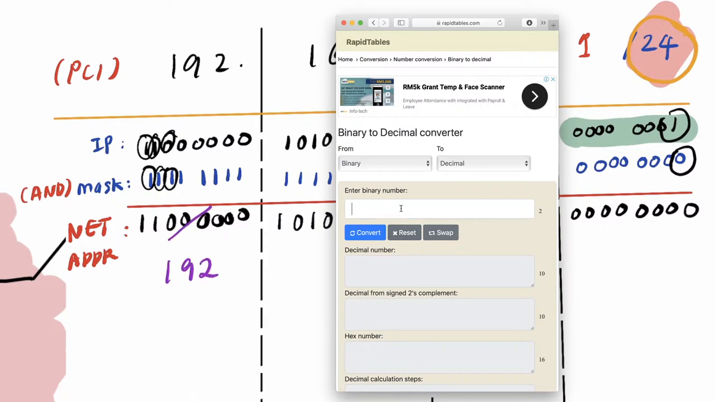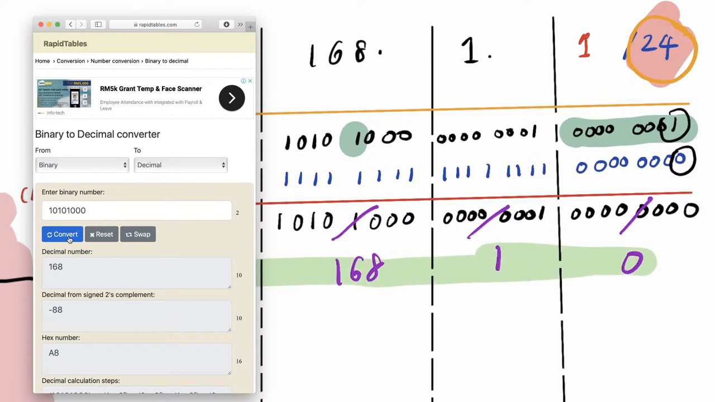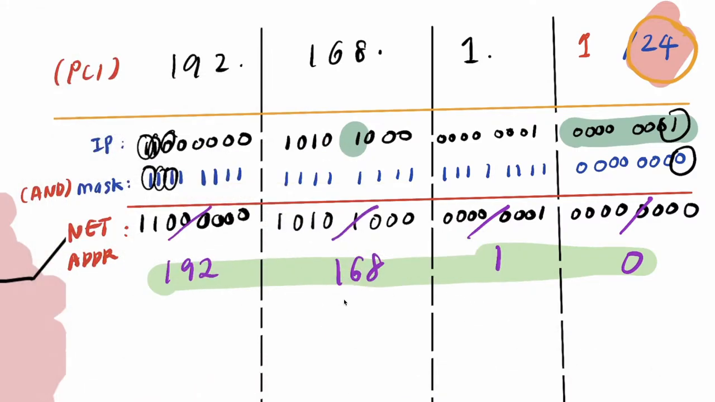Then we move on to octet number 2, 1010 1000. Press convert, you get 168. And then you do the same for 1, you get 1. Here, all 0, then you get a 0. And this thing here, this is your network address for LAN 1. Okay, so what you are seeing here, the one that is highlighted in green color, that is the network address for LAN 1, which is 192.168.1.0.